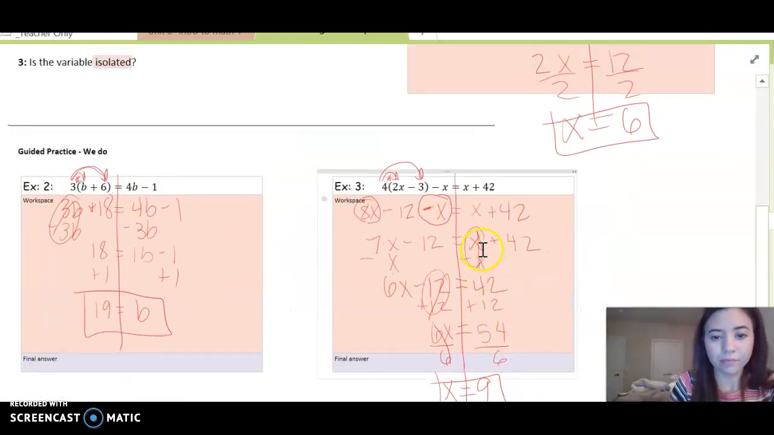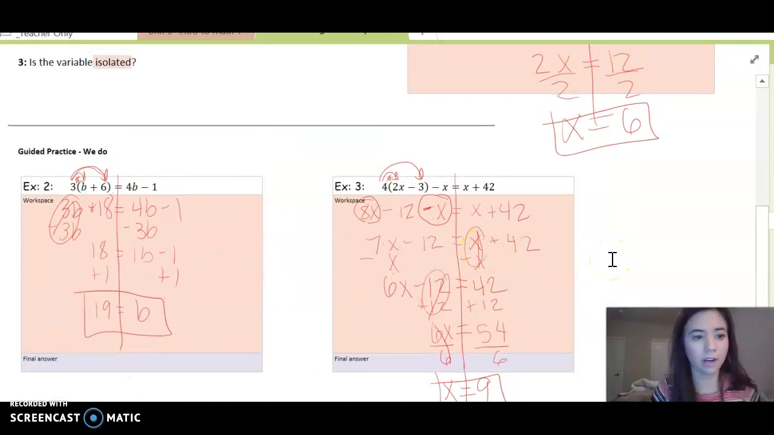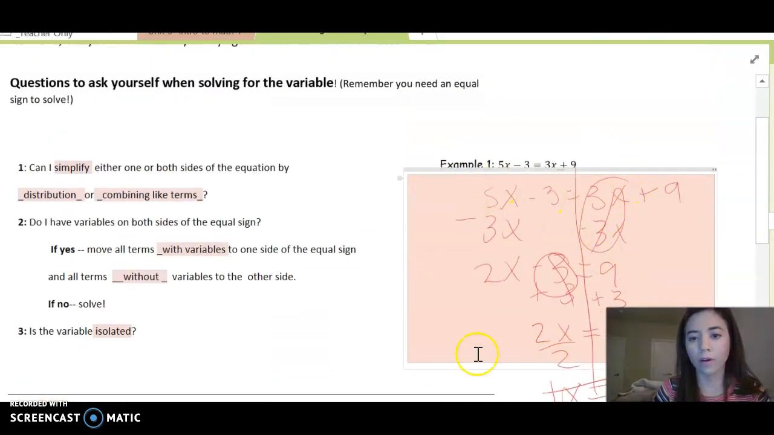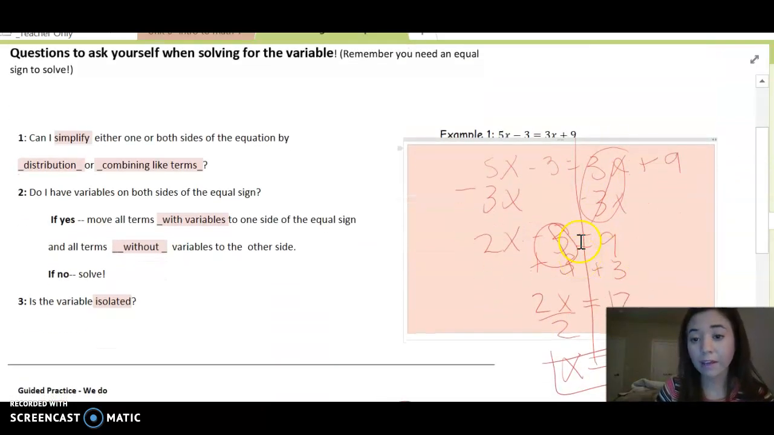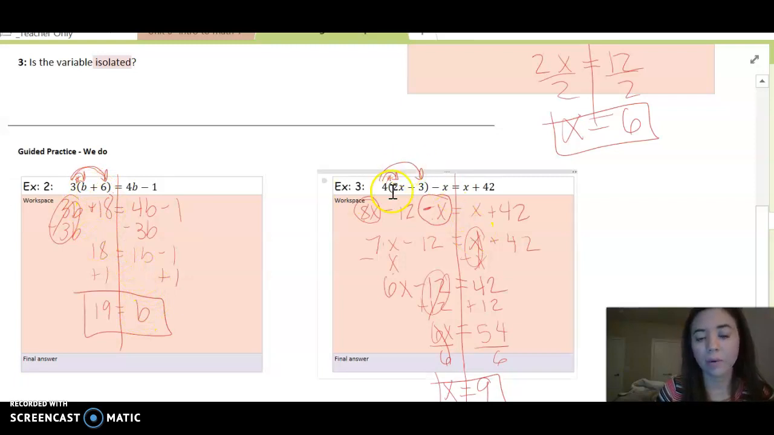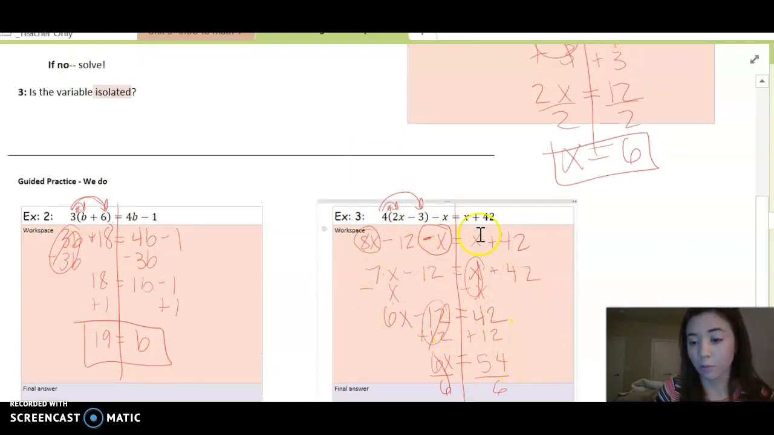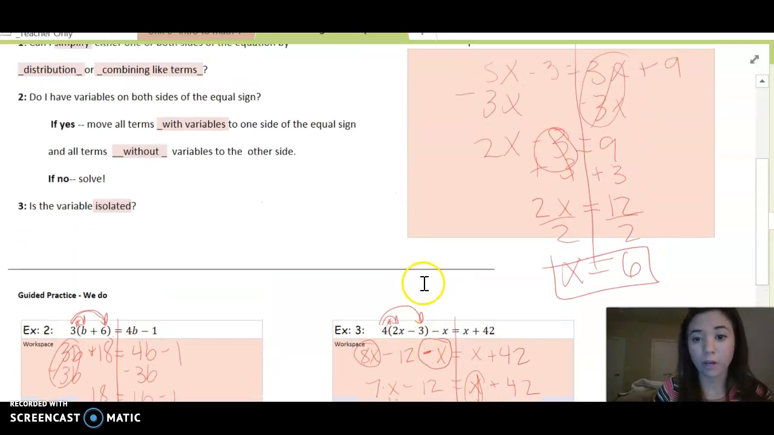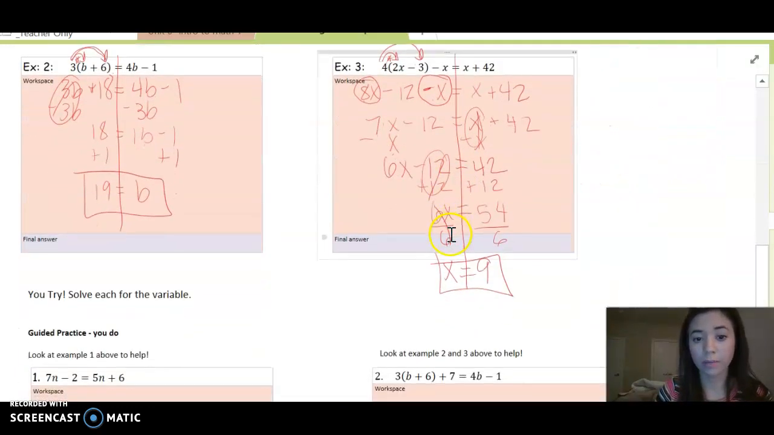Okay, so we've done 3 different scenarios here. We've done one where there was no simplifying needed. We just had to get our variables to one side and then solve. We did one that required only distribution and then solving. And then we did one that required distribution, combining like terms, and getting your variables to one side and then solving. So this third one was definitely the most complicated one. The first one was the easiest one.